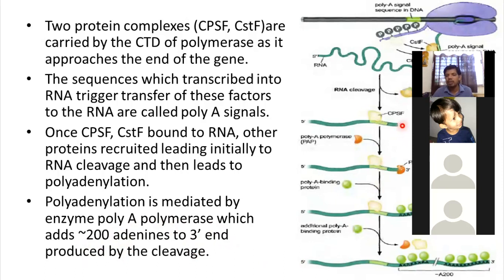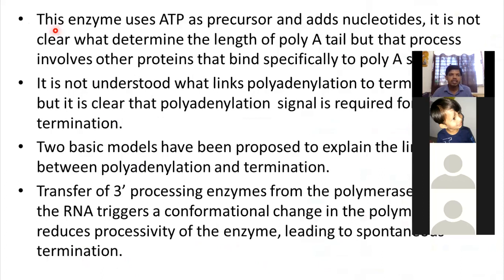Now, over this 3' end, this poly A polymerase will add the adenine residues. This enzyme, PAP or poly A polymerase, uses ATP as a precursor and adds nucleotides. It is not clear what determines the length of the poly A tail. Still, it is not known.